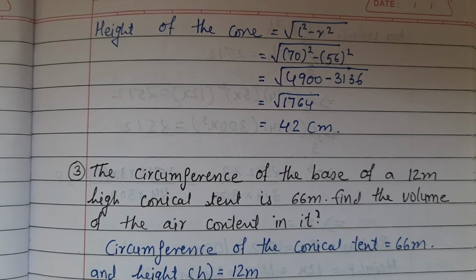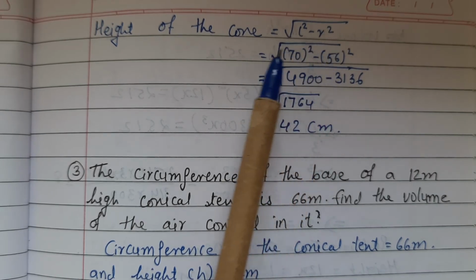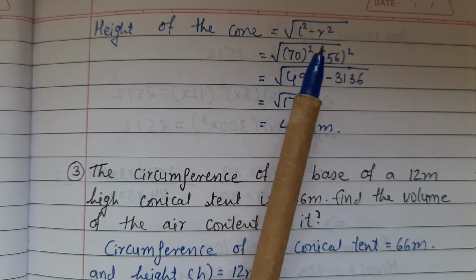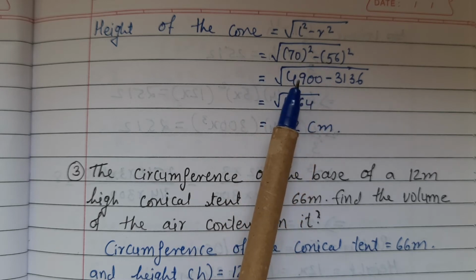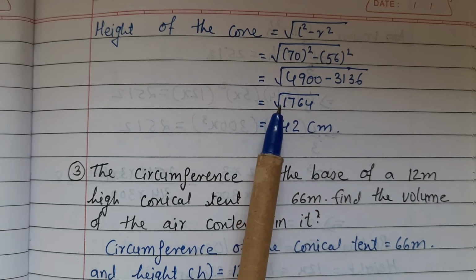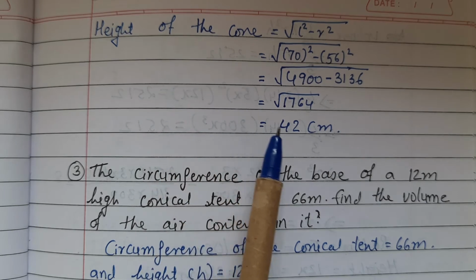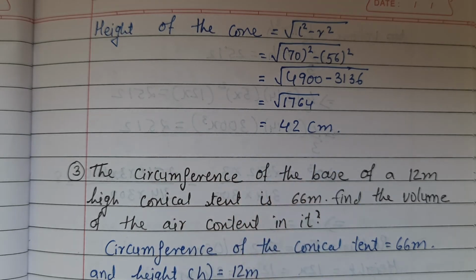Height of the cone is equal to root of L square minus R square, which is equal to root of 70 square minus 56 square, 4900 minus 3136, which is equal to root of 1764. Height of the cone equal to 42 centimeter.